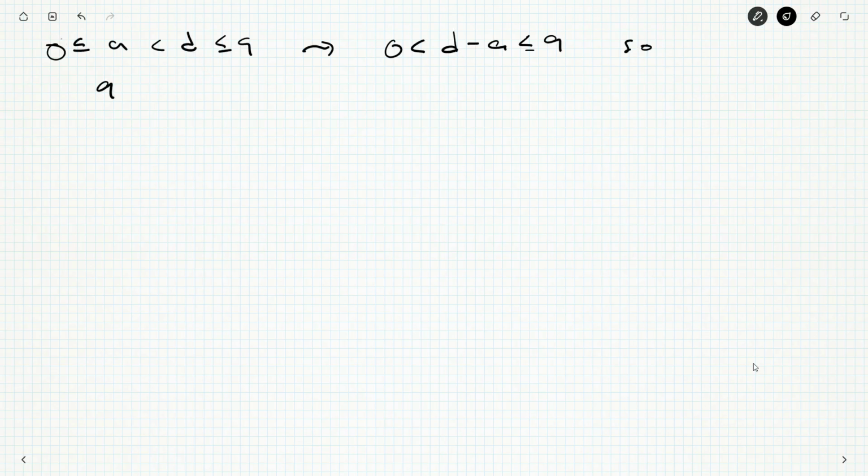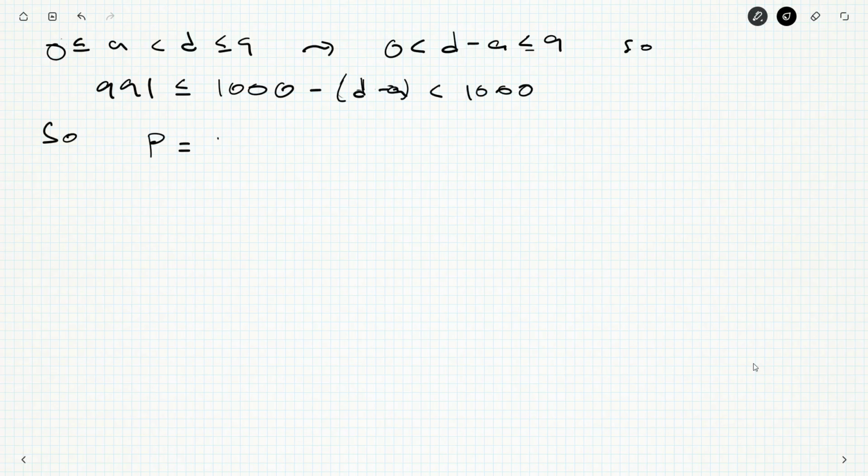Well, actually, we'll specifically say 0 less than or equal to A, less than D, less than or equal to 9. Tells us that 0 less than D minus A less than or equal to 9. So that means 991 is less than or equal to 1000 minus D minus A less than 1000. So P is going to be 1000 times D minus A minus 1. We can also say D minus A minus 1 is greater than or equal to 0, less than or equal to 8.